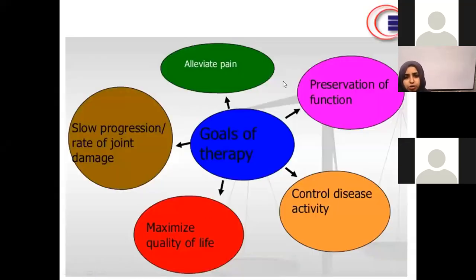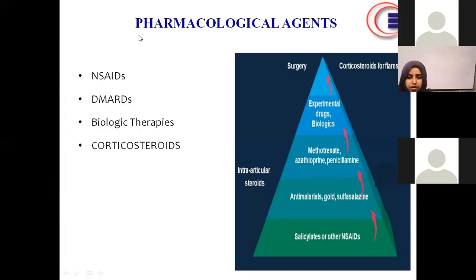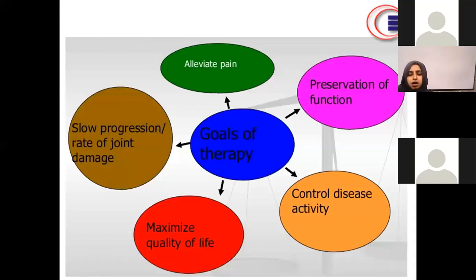Now we have to talk about the management. The goals of therapy are, first of all, autoimmune diseases cannot be cured. You all must know this. We can just slow its progression. We can just maximize quality of life. We will try that it won't exacerbate further. Where it is, it should stay there. Your progression should be comparatively slower. These are our goals of therapy for any autoimmune disorder, not only RA but every disorder.